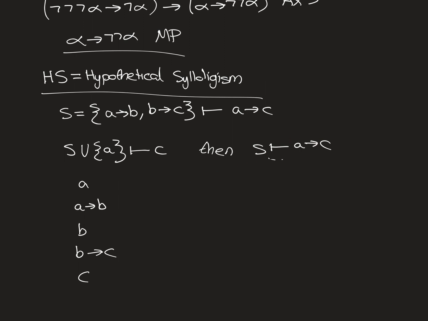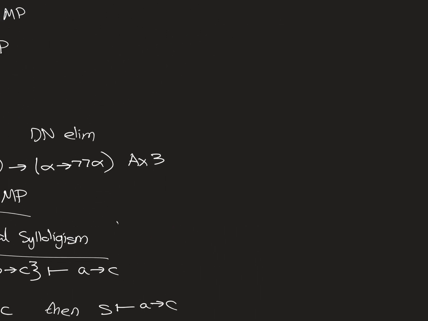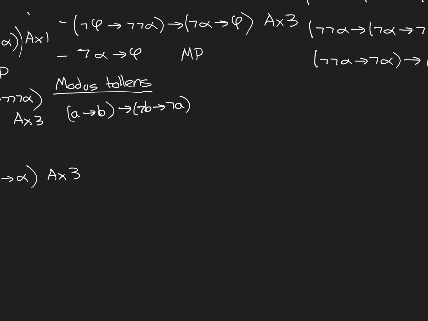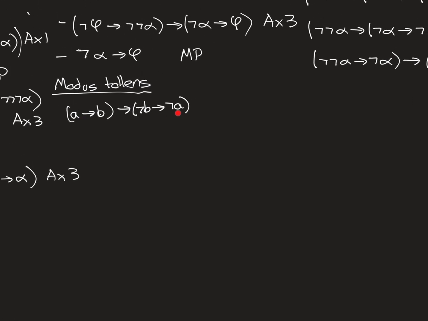And now I think we can prove finally modus tollens, which is up here. So we want to prove this. How do we do this? So we do it by double negation elimination, double negation introduction, modus ponens and axiom 3 and hypothetical syllogism. So how do we do this? I'll have a pause just to think about this.